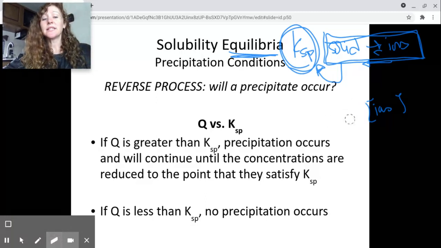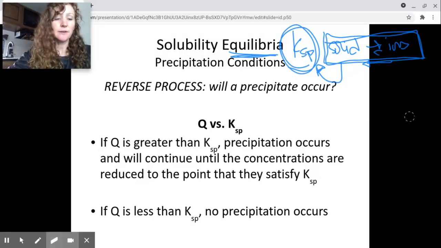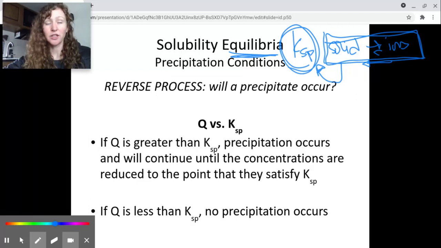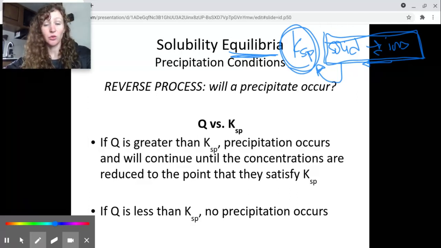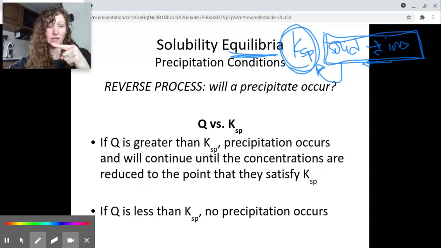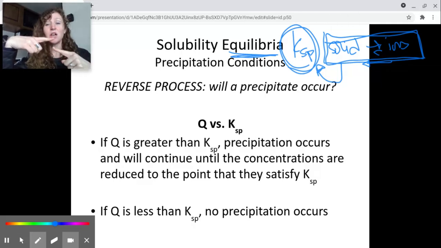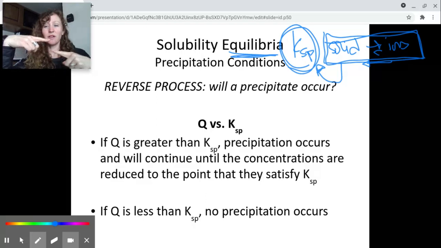Okay, so when we're dealing with precipitation, the way we're basically going to deal with it is in terms of K and Q. So think about this idea of equilibrium, right? If we are at equilibrium, that means our forward reaction, which is dissolving, is equal to the rate of our backwards reaction, which is precipitation. So at equilibrium, we have dissolving and precipitation happening at equal rates.